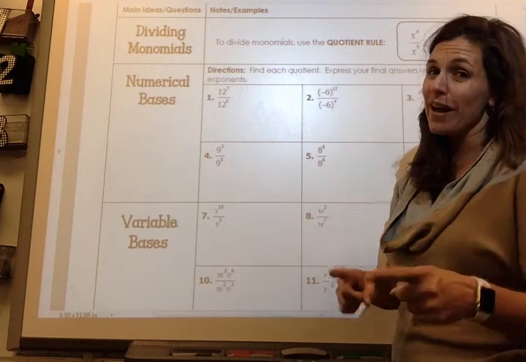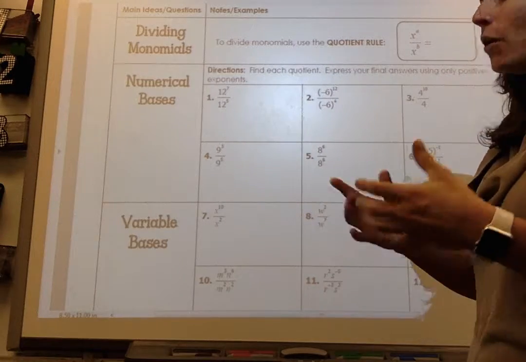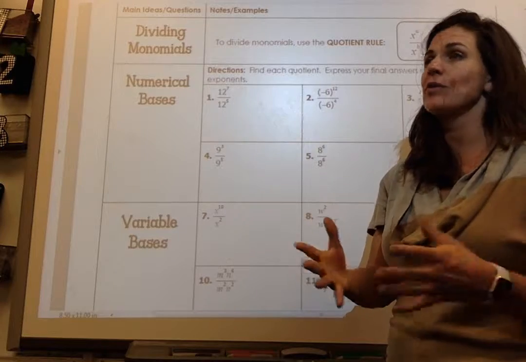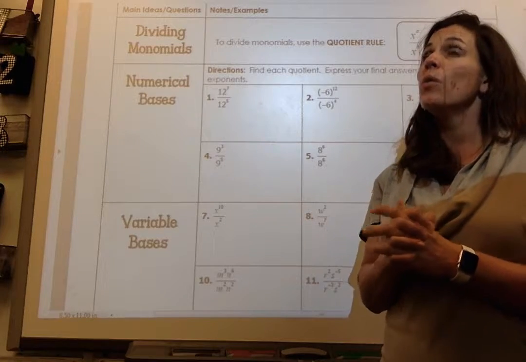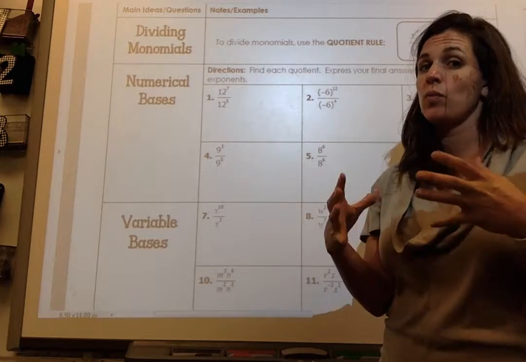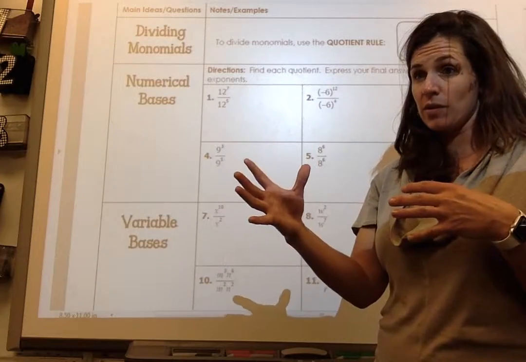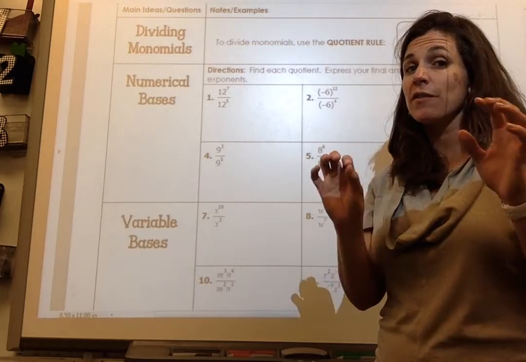Now we're going to do dividing monomials. So we know what a monomial is. It's one term. We've already multiplied monomials, and if you remember, what did we do with our exponents when we multiplied monomials with the same base? We added those exponents. So multiplication and division are opposites.